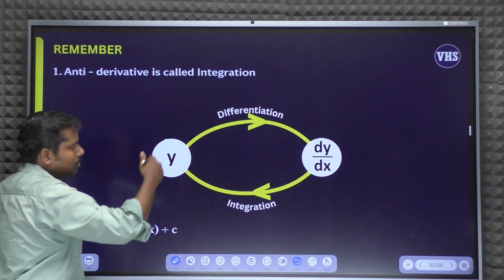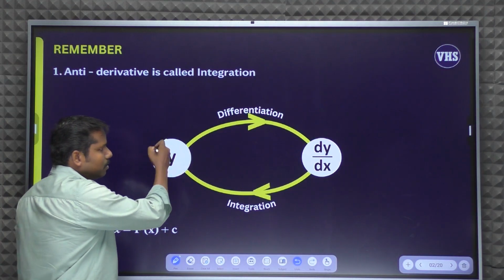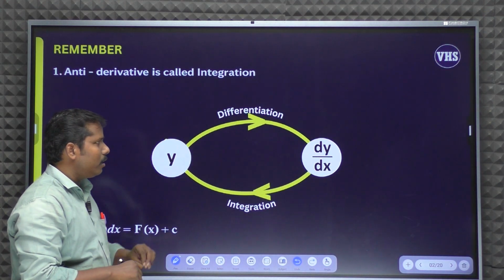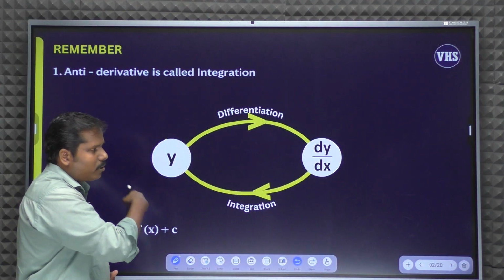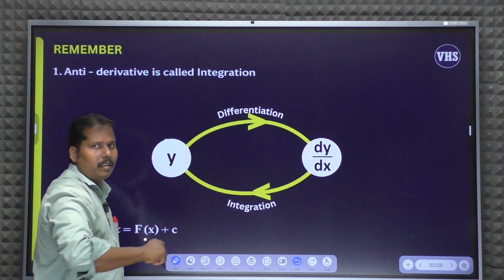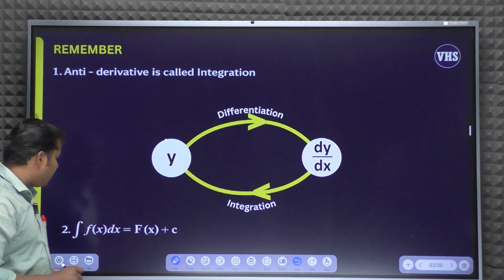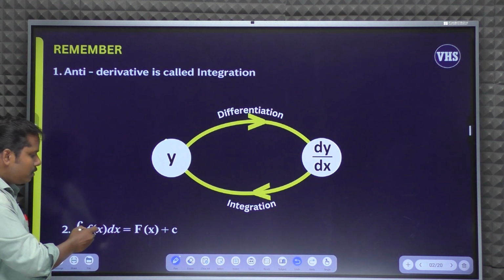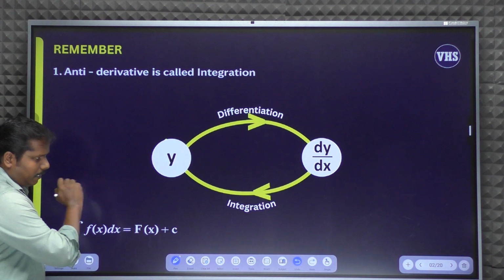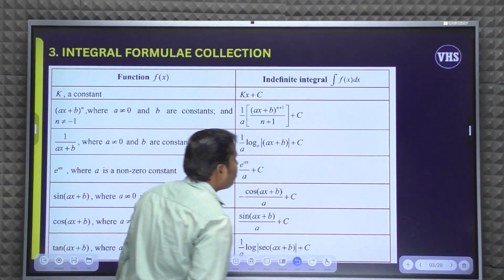So, here you can see the picture. This is the given function y. From that, we are getting dy by dx. This process is called differentiation. You know it well. The reverse process, that is getting y from dy by dx, is known as integration. Usually the integral of the function f of x with respect to x is represented by capital F of x plus c.